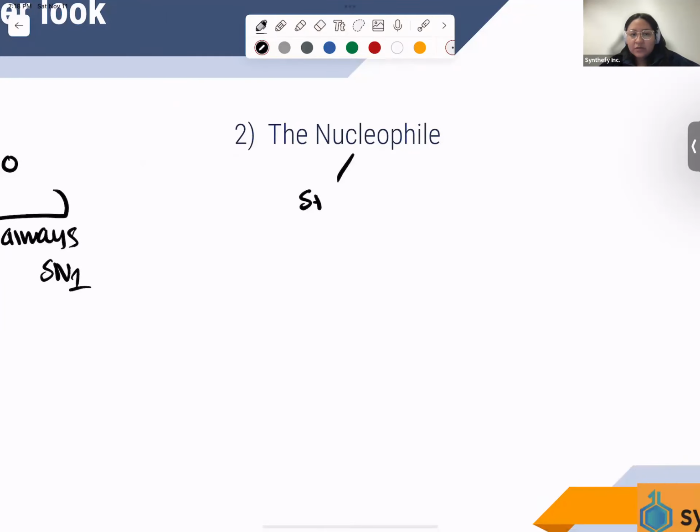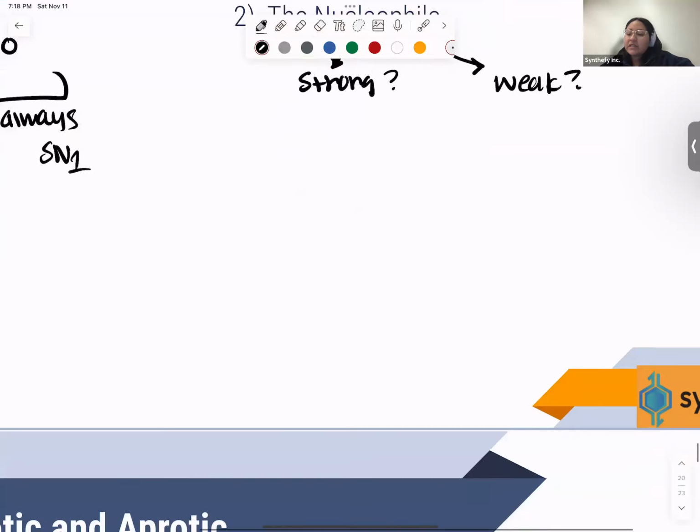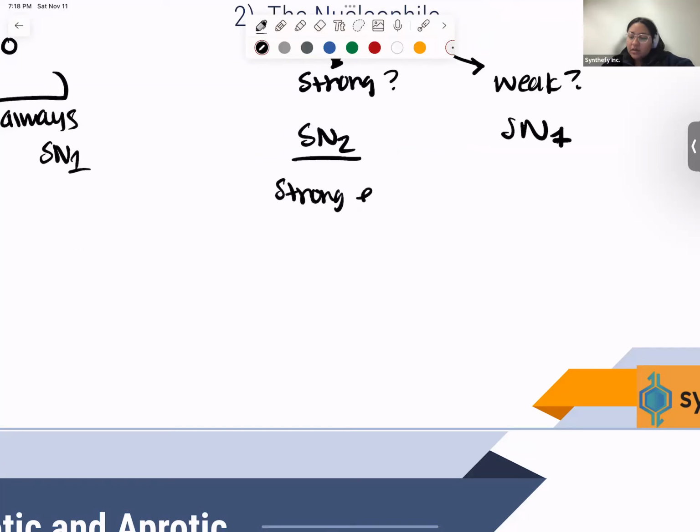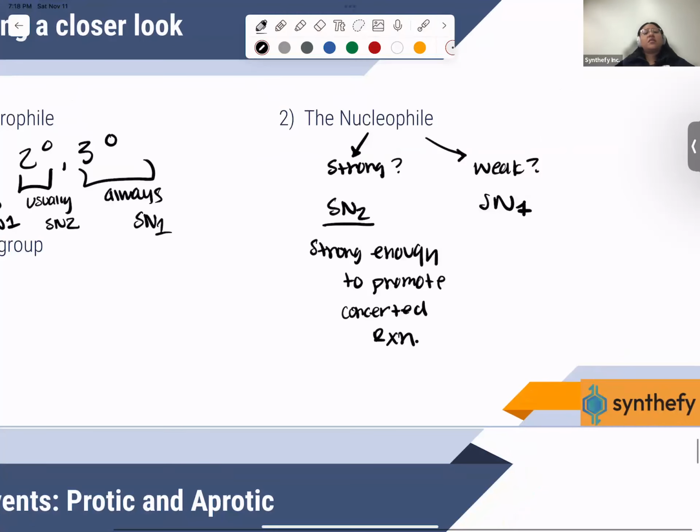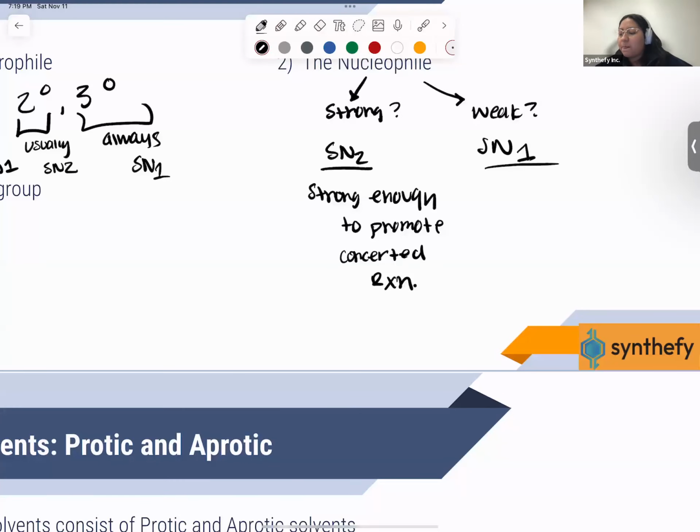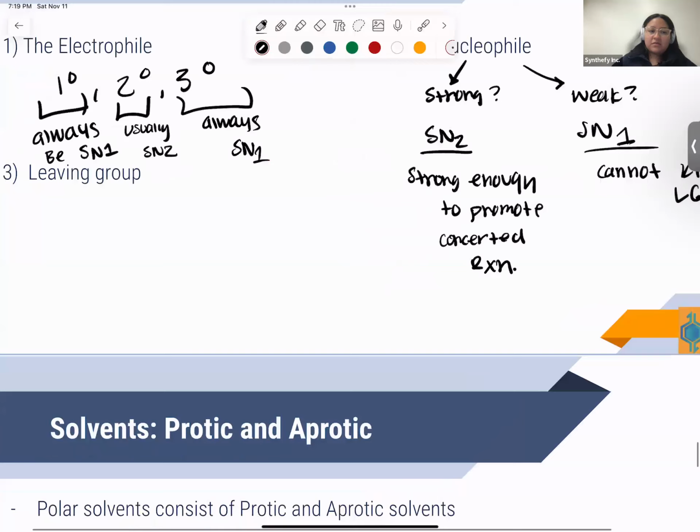Now the nucleophile, is it strong or weak? If it's a strong nucleophile, SN2 will happen. If it's weak, it's SN1. Why SN2? Because it's strong enough to promote a concerted reaction. Again, what does this mean? It's strong enough to kick out that leaving group and attack that carbon all at the same time. With SN1, you're dealing with a weak nucleophile, and a weak nucleophile cannot kick out your leaving group. That's why you need a good leaving group, because you need that step to happen first so that the weak nucleophile can attack.